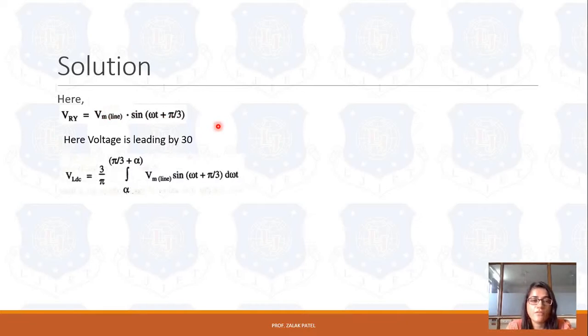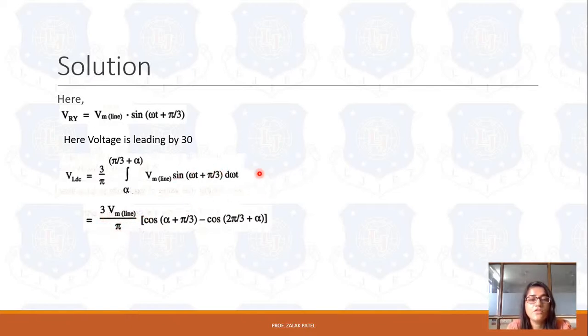And that's why if we put the values in the equation that we have seen in the last slide, if we put the value of Vry over here, then it can be written like this: 3 upon pi integration from alpha to pi by 3 plus alpha Vm sin omega t plus pi by 3 d omega t. Okay, so now we have to integrate this part. If we integrate it, it can be written like this. This Vm is out of the integration, so 3 Vm line upon pi.